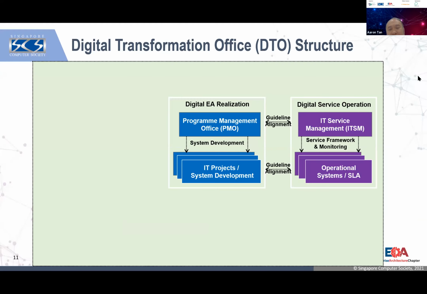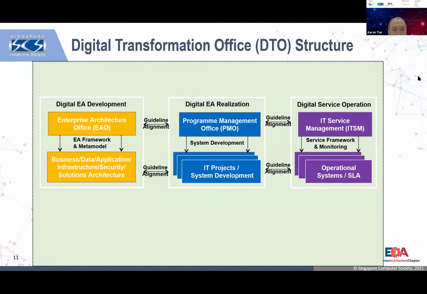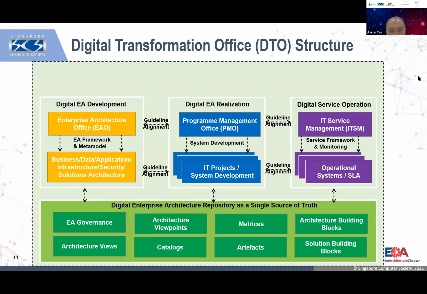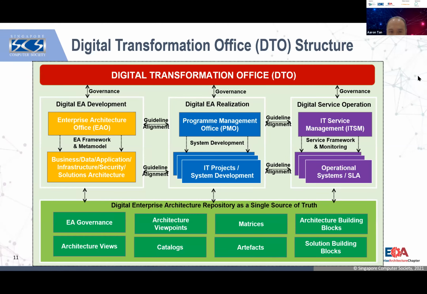In a typical organization, you have the PMO, the Program Management Office, executing multiple projects, and you also have IT service management supporting the service level agreements. And of course, this is where the enterprise architecture office is formed. Basically, it works closely with the digital transformation office, first to understand the requirements and the strategy, and from there identify the gap, so that the gap can be filled by digital EA realization through multiple projects.